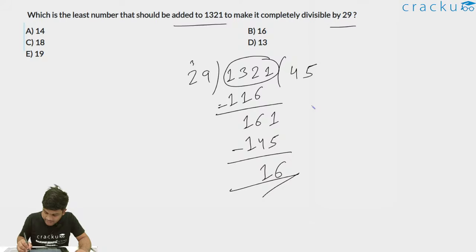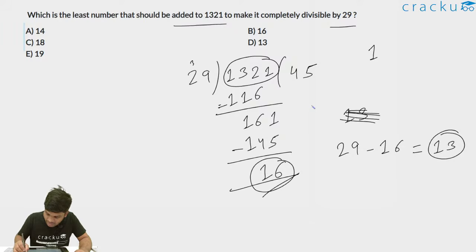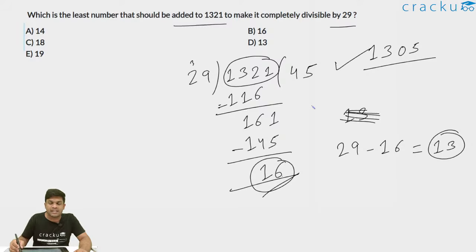So that means we will add 29 minus 16, which is equal to 13, to 3121. Why are we doing it? Because 16 is the remainder when 3121 is divided by 29. So that means 3105 is the number which is exactly divisible by 29. I have done nothing, I have subtracted 16 from 3121. So we are getting 3105, which is exactly divisible by 29.